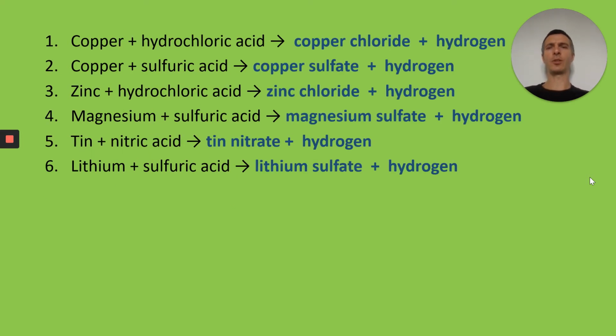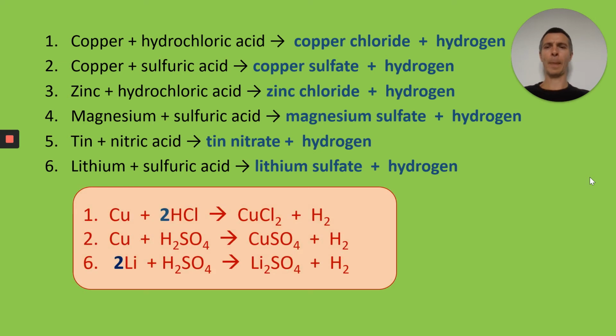Okay, let's go through some answers then. So for number 1, you'd make copper chloride plus hydrogen. Number 2, copper sulfate plus hydrogen. Number 3, zinc chloride plus hydrogen. Number 4, magnesium sulfate and hydrogen are the products. Number 5, tin nitrate and hydrogen. And number 6, lithium sulfate. There are the answers for these symbol equations. Hopefully you managed to get them balanced correctly.